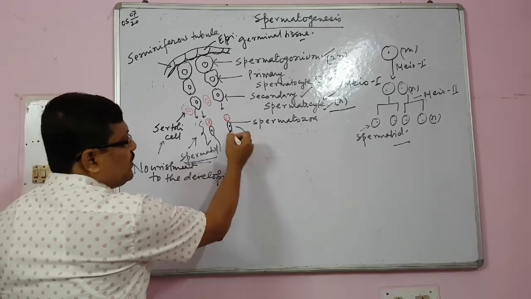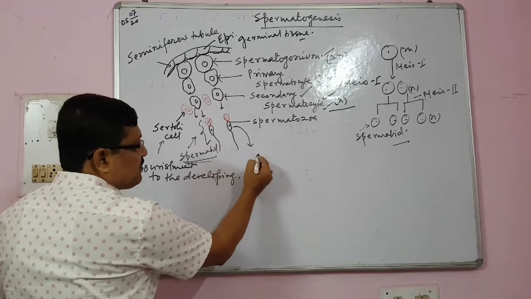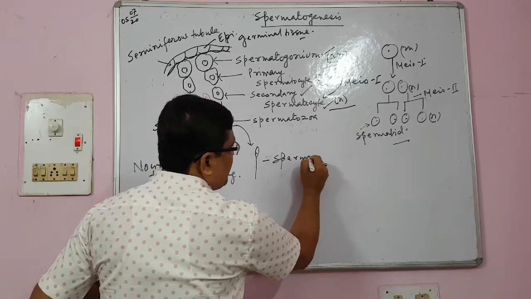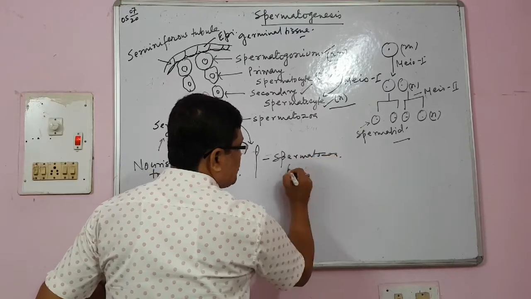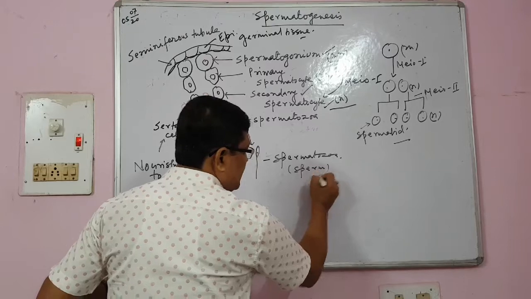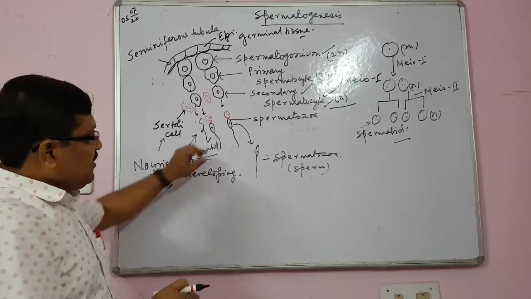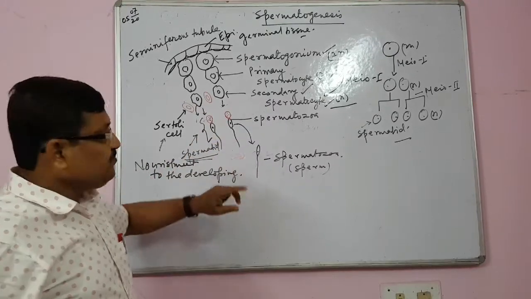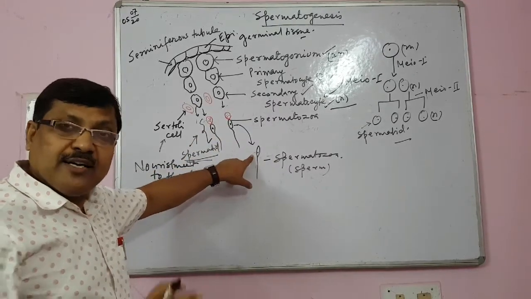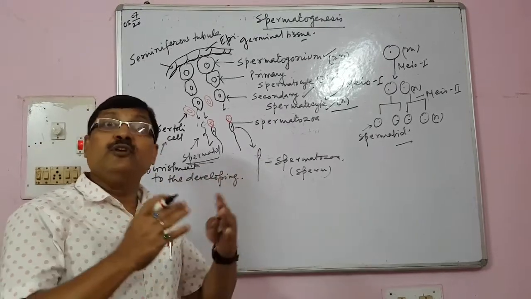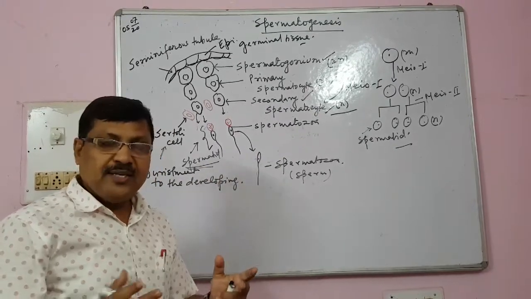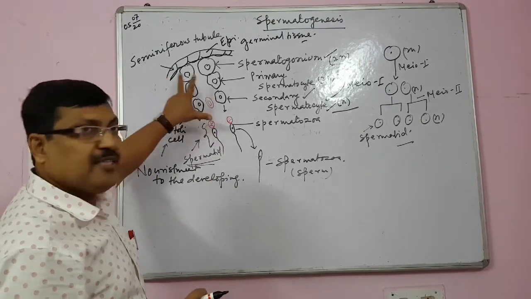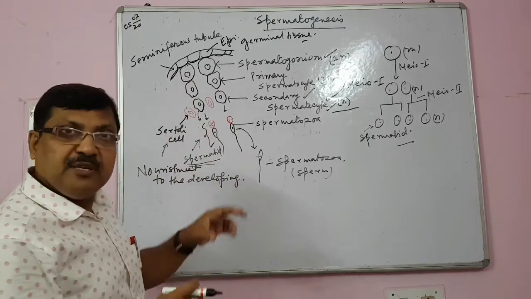Now this structure will separate and form the fresh spermatozoa, and this is called a sperm. So this process is called spermiogenesis, and when the spermatozoa is fully formed and mature, then it will leave the seminiferous tubule. Actually this process is occurring within the seminiferous tubule.